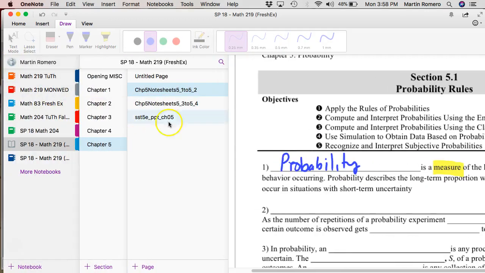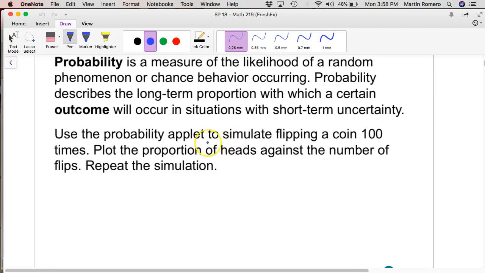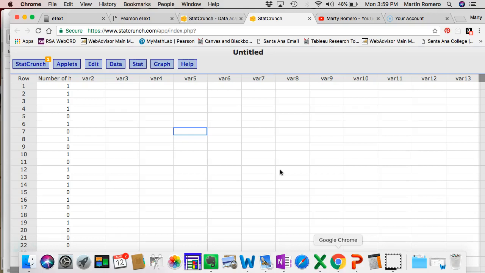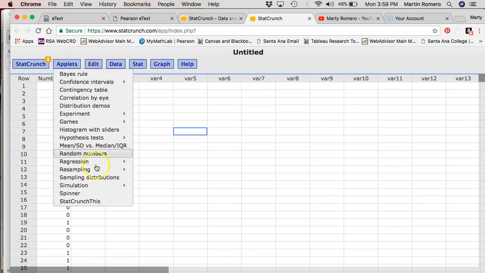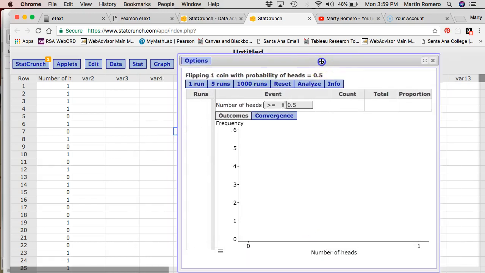The first thing I want to introduce you to is this idea of using an applet to simulate something for you here. I want to flip a coin. It's set up in StatCrunch. You don't have to do this. I'm going to show it to you. So let's go coin flipping. Probability of getting heads is 50%. So we'll flip one coin. It's going to keep track for us.